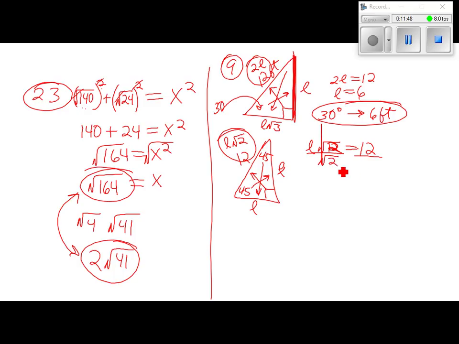Divide by radical 2. Now, on the tape measure, when you get a tape measure, you're not going to have 12 over radical 2 anywhere on that tape measure. So go ahead and change it to a decimal. What's L end up being? 12 divided by the square root of 2.